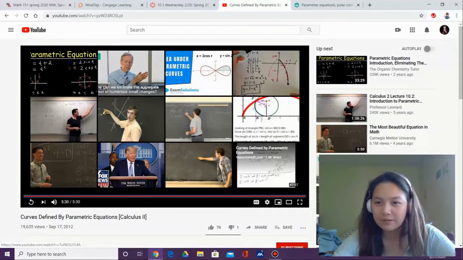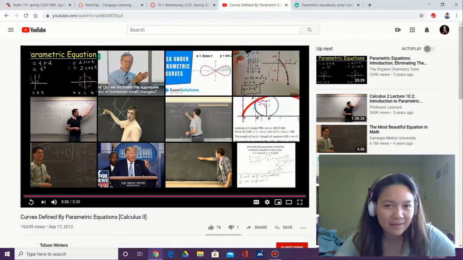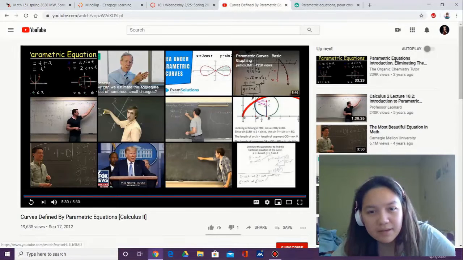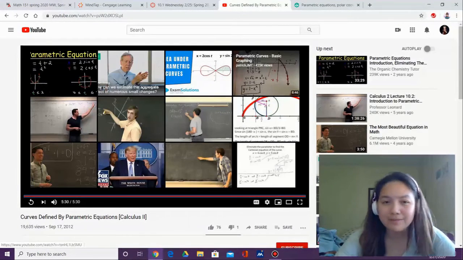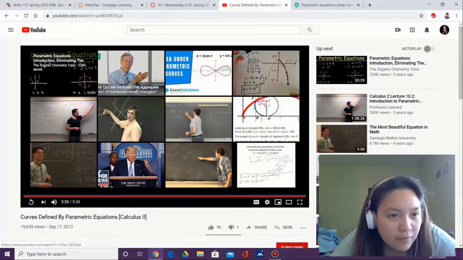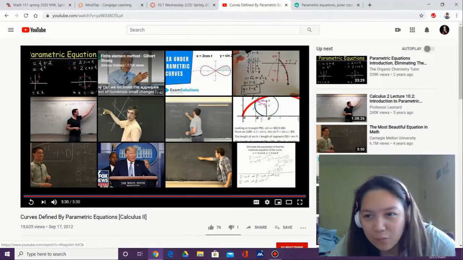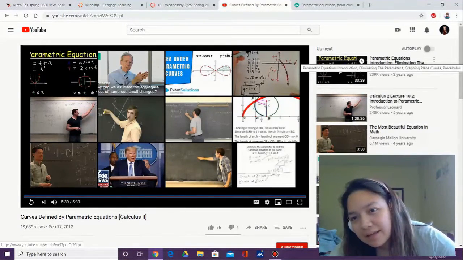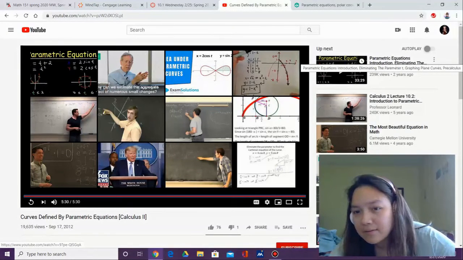Wait, eliminate the parameter t, and it's already done? I need a continuation. Oh, parametric curves basic graphing. Do I really want this? I don't know, man. Wait, what's this? Parametric equations, introduction, eliminating the what? Eliminating the parameter t and graphing plane curves.